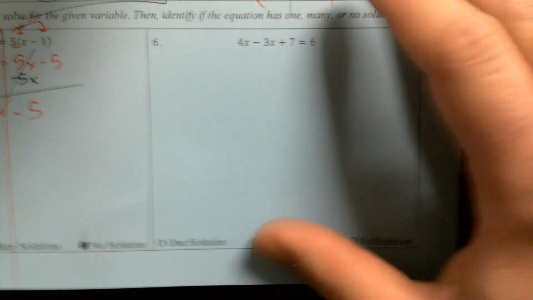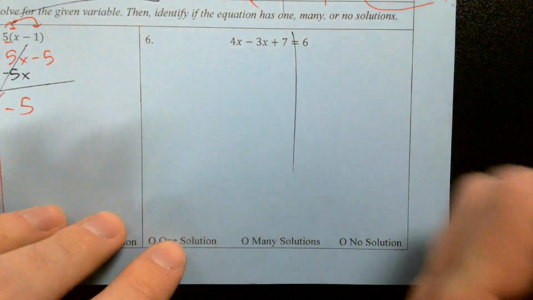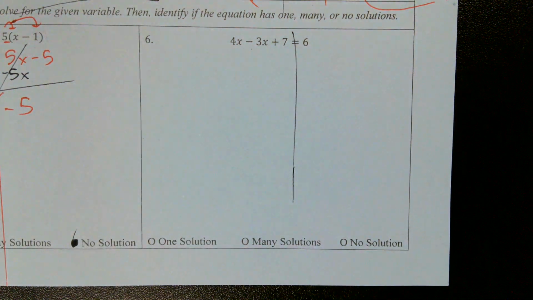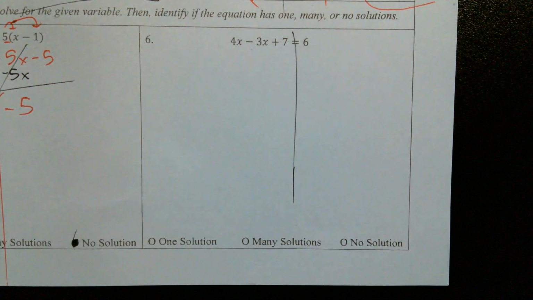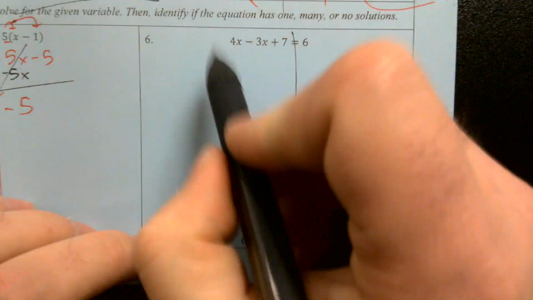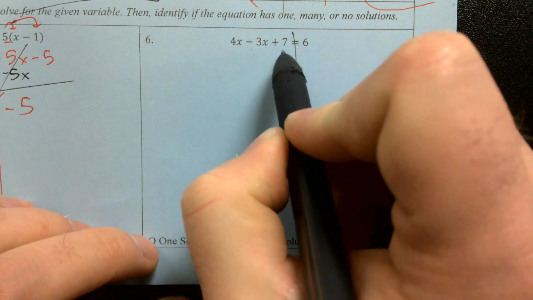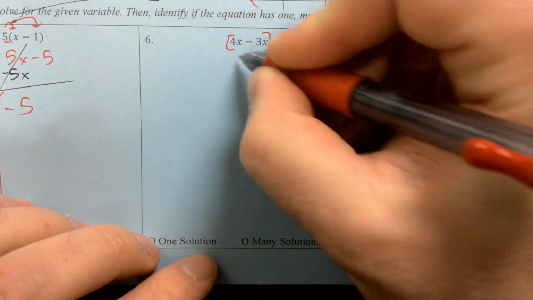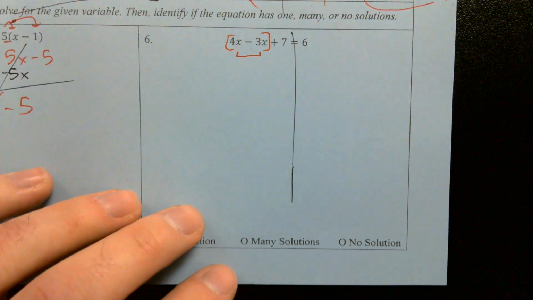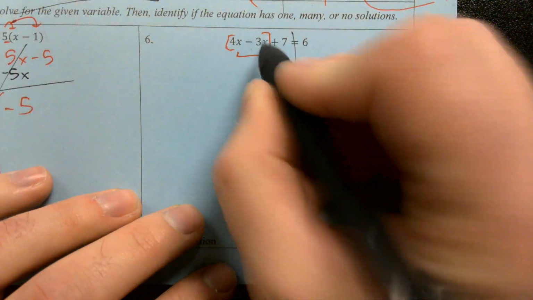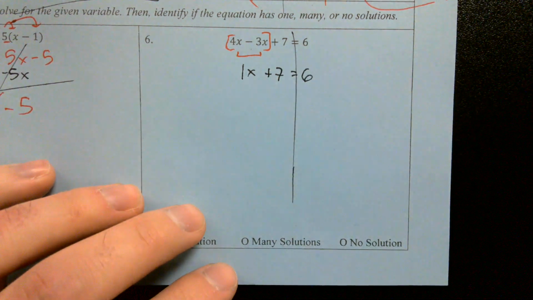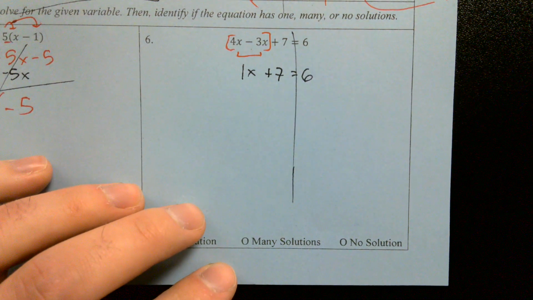Over to 6. Step 1 says distribute. I don't see anything to distribute. No fractions to break in step 2. Step 3 says I want to combine like terms. Well, I've got an x and a constant. So I'm going to start by combining these x terms together. 4x minus 3x is 1x, plus 7 equals 6.